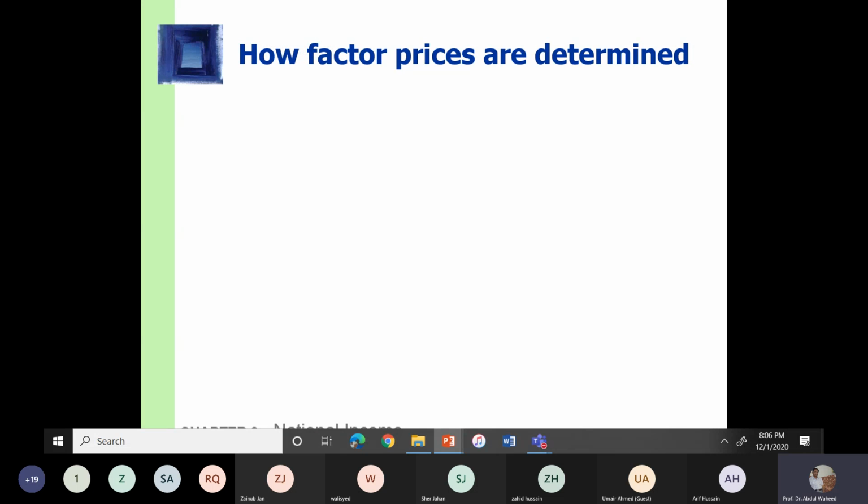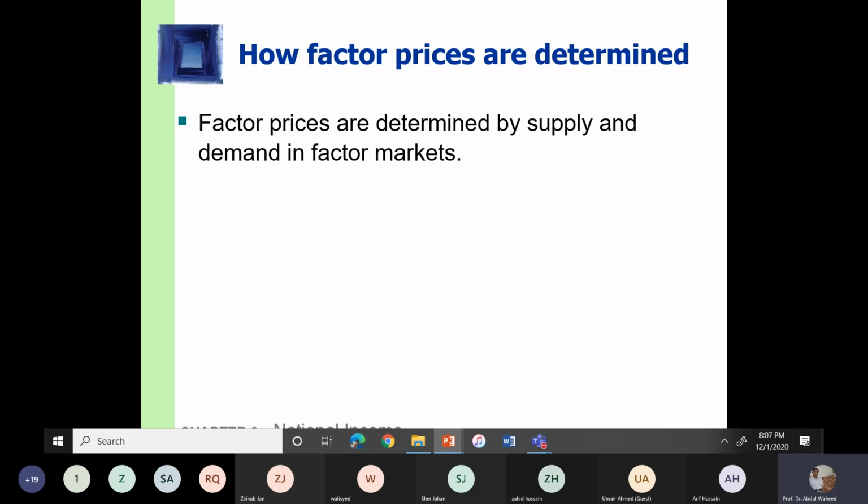Then the question is how factor prices are determined. Factor prices are determined in the factor markets. We have the labor market and the capital market. The wage rate would be determined in the labor market, and the rental rate would be determined in the capital market. We will see how that is determined. Factor prices are determined by supply and demand in the factor market. So we have demand for labor and supply of labor, and demand for capital and supply of capital. These interact in the respective factor market and determine the price of the respective factor.